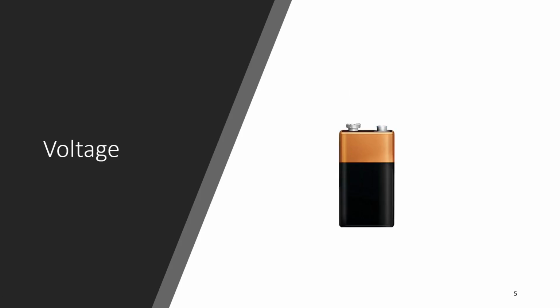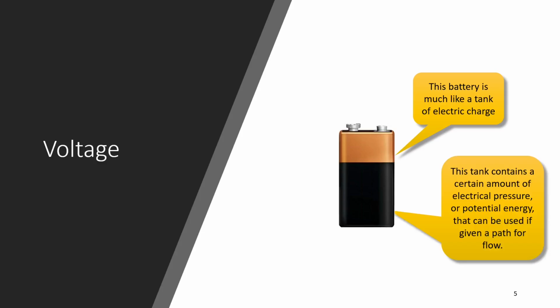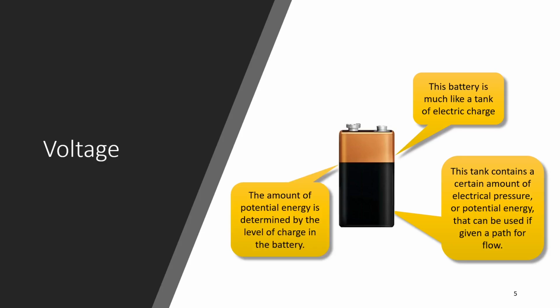So let's take this concept back to our 9-volt battery. This battery is like a tank of electrical energy. It's not filled with liquid, but it's filled with electric charge. And this tank contains a certain amount of what we can think of conceptually as electrical pressure, which is potential energy as well. And that can be used, this battery can use that electrical pressure, the voltage, if it's given an electrical path for flow. And of course, the amount of potential energy is determined by the level of charge that's in the battery.